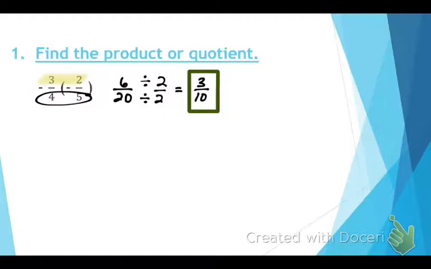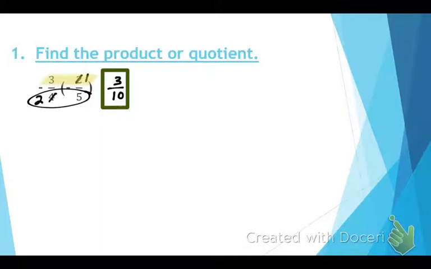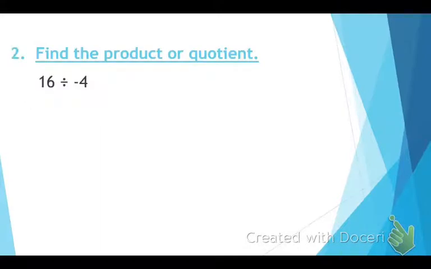What could you have done to help it be easier, Reagan? Okay, cross-reduced it instead, all right? So the 2 would become a 1, and the 4 would become a 2. Now you can just multiply across. 3 times 1 is 3, and then multiply the denominators. 2 times 5 is 10. Once again, a negative times a negative equals a positive, so the correct answer is 3/10. All right, almost everybody got this one correct.